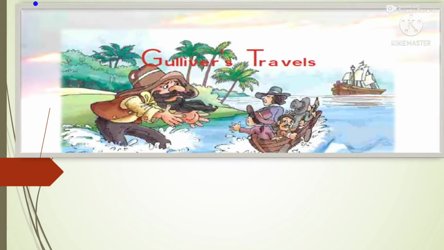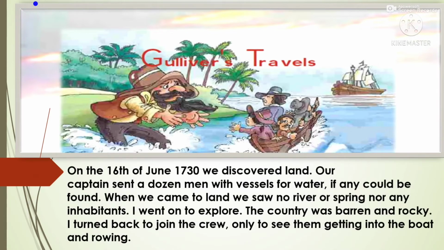Okay. Now we will go through the story. Gulliver's Travels. On the 16th of June 1730, we discovered land. Our captain sent a dozen men with vessels for water, if any could be found. When we came to land, we saw no river or spring, nor any inhabitants. I went on to explore. The country was barren and rocky. I turned back to join the crew, only to see them getting into the boat and rowing.